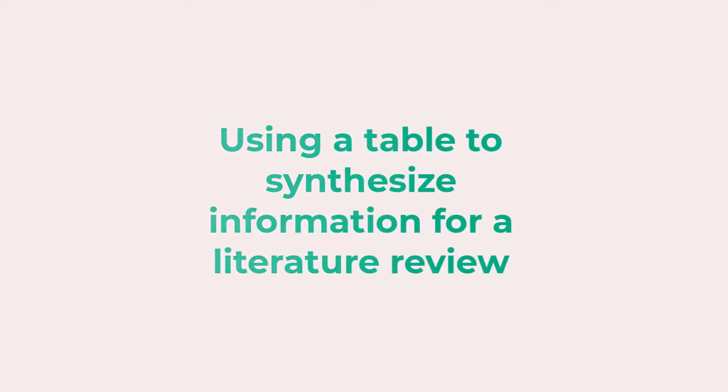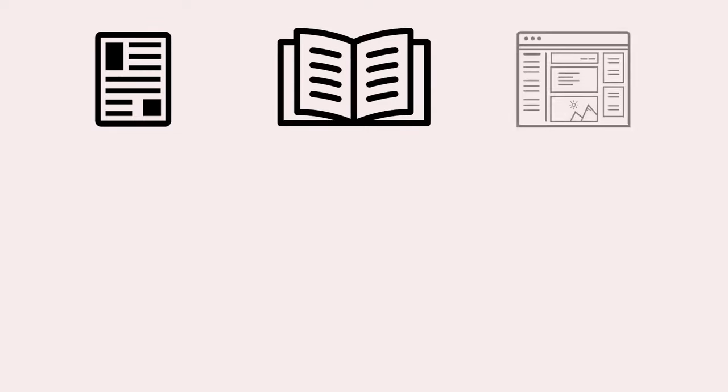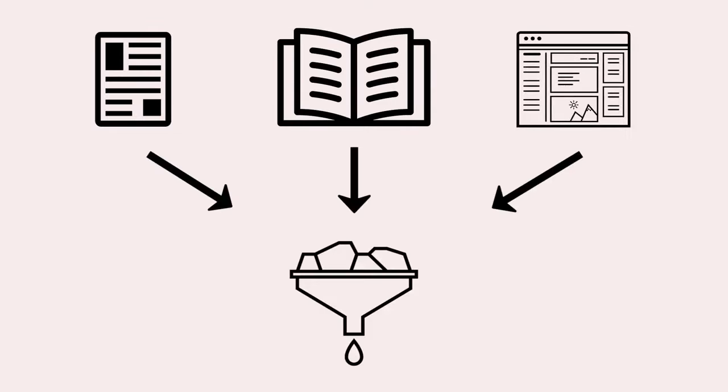Using a table to synthesize information for a literature review. When you're writing a literature review, your objective is to describe and evaluate the collective knowledge related to your research topic or question. But it's not enough to summarize the information from your sources, you also need to synthesize it.